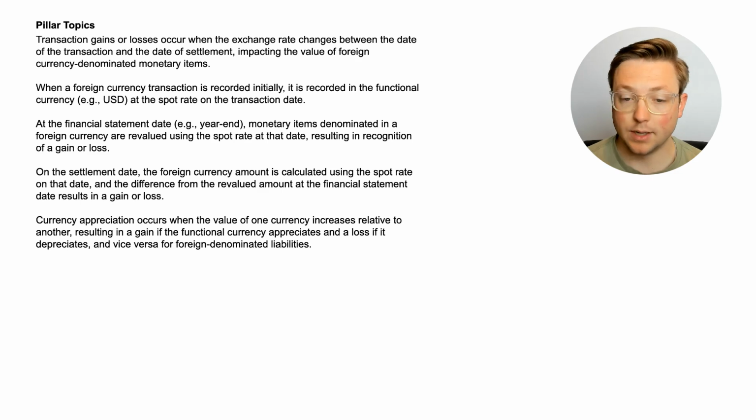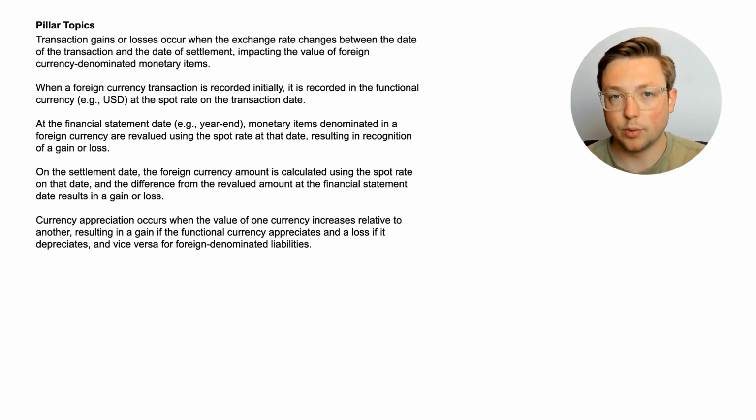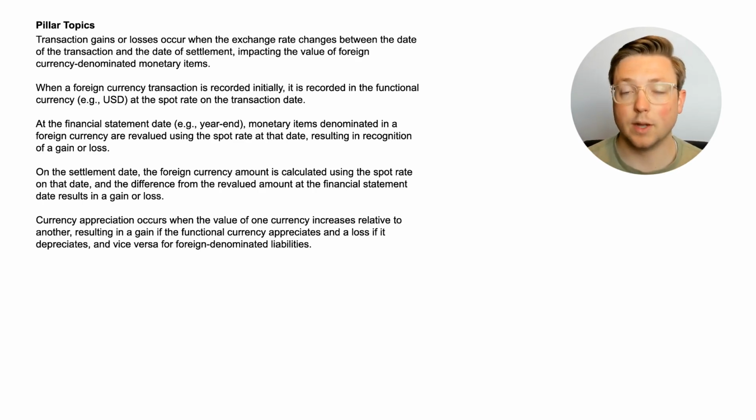On the settlement date, same thing, the foreign currency amount is calculated using the spot rate on that date, and the difference from the revalued amount at the financial statement date, if that was necessary, results in a gain or loss. And then finally, currency appreciation occurs when the value of one currency increases relative to another, resulting in a gain if the functional currency appreciates and a loss if it depreciates, and vice versa for foreign denominated liabilities. And basically another way of iterating that is currency depreciates when the value of it compared to another is decreased, and that can cause gains or losses as well. Alright, those are the pillar topics, and with that, that is the end of the video.